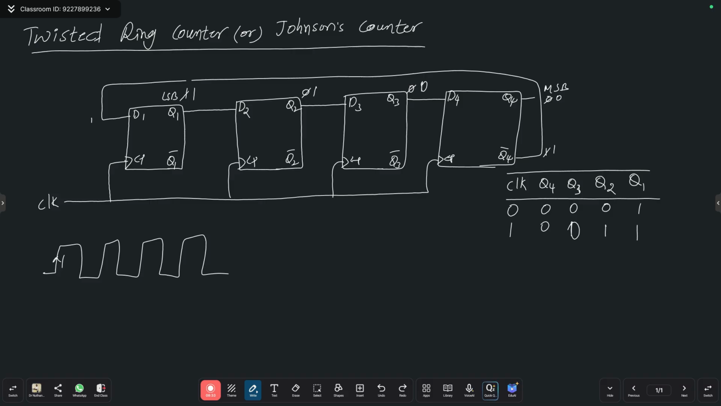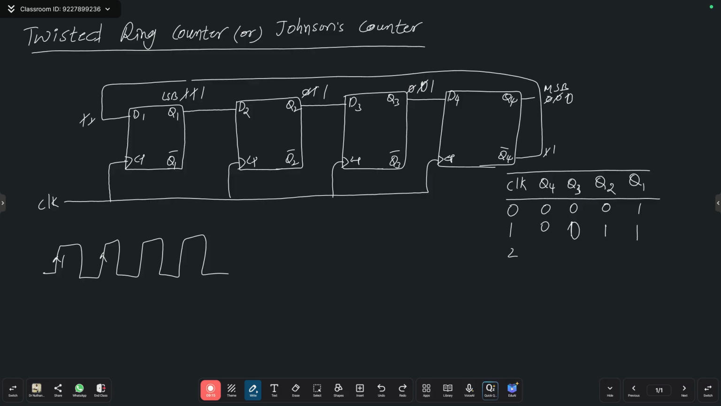Before giving the clock, this one comes to here, ready for the input, waiting for the next clock. When I am giving the clock, that is 2, then what is happening? This one comes to here, this one comes to here, this one comes to here. This is 0, this is 0. Q4 is 0. This 0 comes to here, 0.